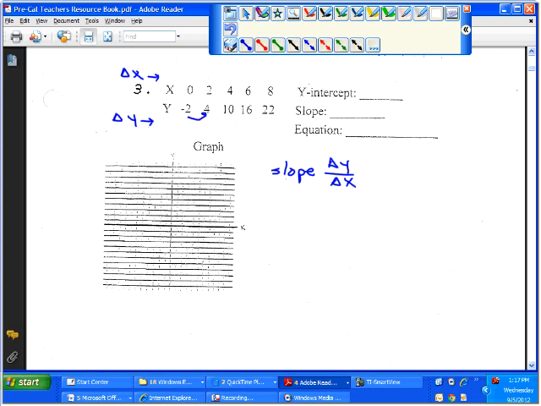When we go from this point to this point, the change in y is a gain of 6. The change in x is a gain of 2. If we put that change in y, 6, over its change in x, 2, it will reduce to 3 over 1, or 3. The next change in y is a gain of 6. Its change in x is a gain of 2. The slope is 6 over 2, which is 3. If we have a constant rate of change, we know that it's linear, and that constant rate of change is my slope. Understand that?